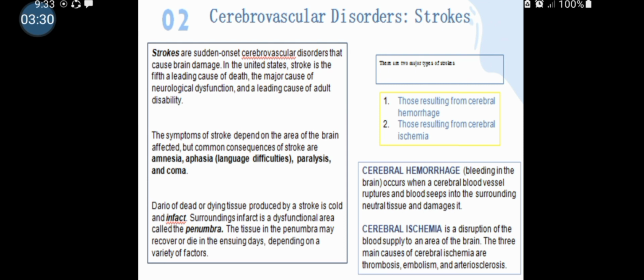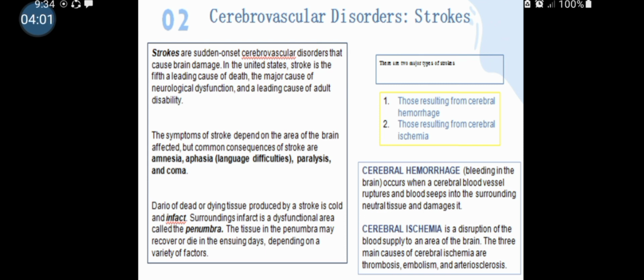Bleeding in the brain occurs when a cerebral blood vessel ruptures and blood seeps into the surrounding neural tissue and damages it. Next, we have the cerebral ischemia. It's a disruption of the blood supply to an area of the brain. The three main causes of cerebral ischemia are thrombosis, embolism, and arteriosclerosis.